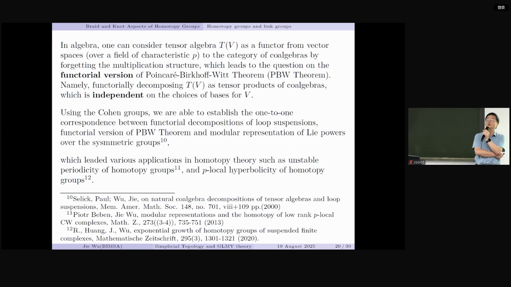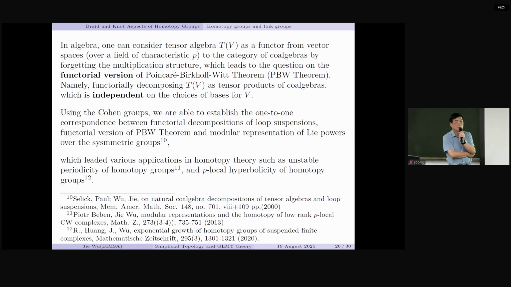I go to algebra, right? And the Hopf algebra. Well, a typical Hopf algebra is the tensor algebra. Forget multiplications, only look at the natural transformations as coalgebras of the tensor algebra itself. And then the question will move to the functorial version of the Poincaré-Birkhoff-Witt theorem. And well, if the ground field has characteristic 0, like in the rational case, it works well. For the functorial version it is perfect.